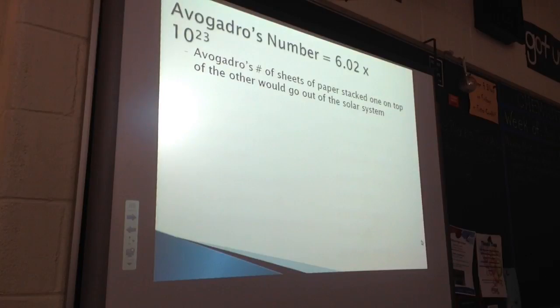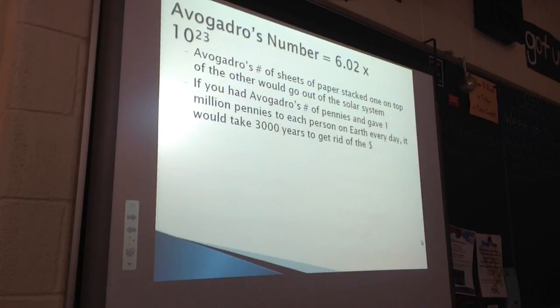The next one is my favorite. If you had Avogadro's number of pennies, so you had 6.02 times 10 to the 23rd pennies, a mole of pennies, and you gave 1 million pennies, that's $10,000 if you want to do the math like that, to each person on Earth, current global population about 7.5 billion, every day, it would take you 3,000 years to get rid of the pennies.